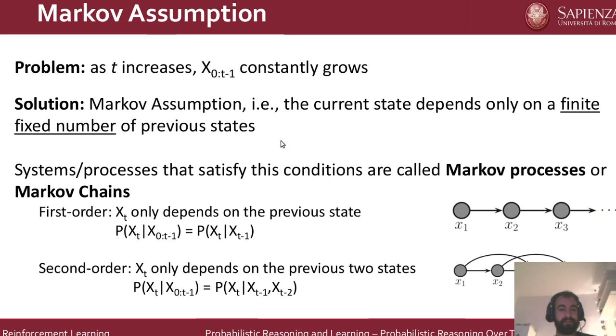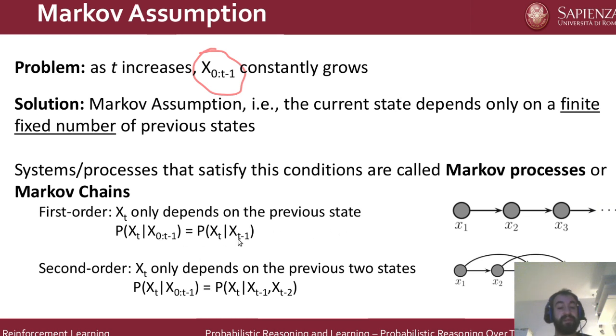And why do you want to have this assumption? Because this sequence is going to grow and grow and grow without a limit until you reach a final state eventually, if there is one in your system. So you don't want to keep track of all of that. And so most systems that satisfy these conditions are called Markov processes or Markov chains, and this can be, for example, first order Markov, where the current state only depends on the previous state.